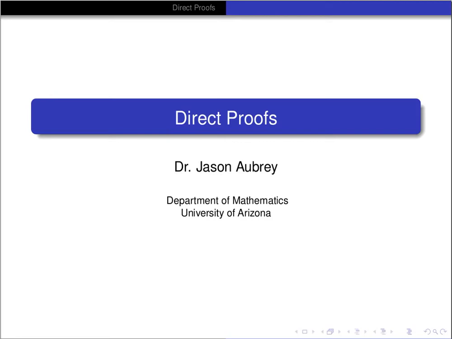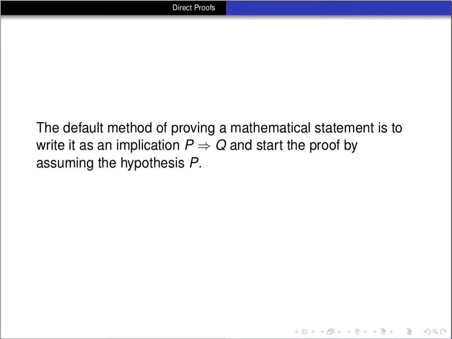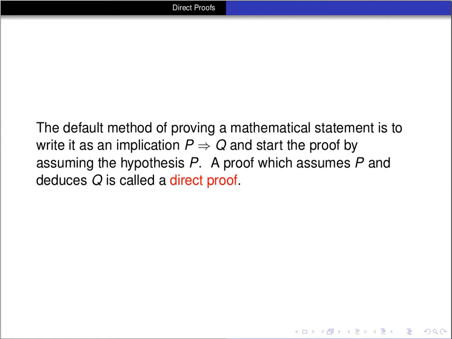In this video, we're going to talk about the most common way of proving a mathematical statement, and that is with a direct proof. So the default method for proving a mathematical statement is to write it as an implication, something of the form P implies Q, or if P then Q. Then start the proof by assuming the hypothesis P. A proof which assumes the hypothesis and deduces the conclusion is called a direct proof.